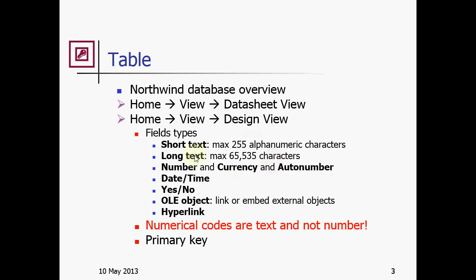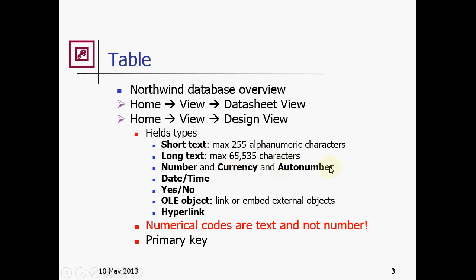Okay, 65,000 characters. So text long, but not too long. Number, currency, and auto numbers. So number is numbers, every number. Currency is basically the same thing as number. From the computer point of view, it's identical. But the difference is that currency has also the currency symbol.